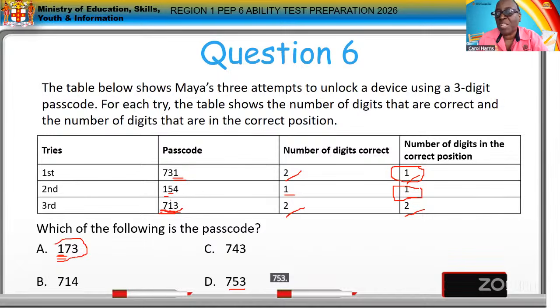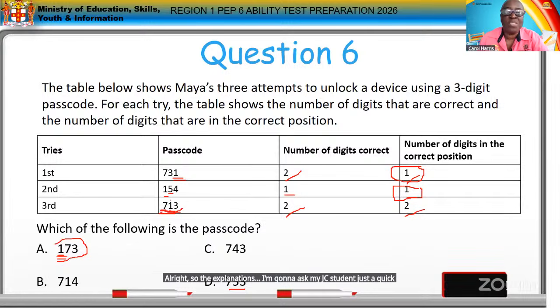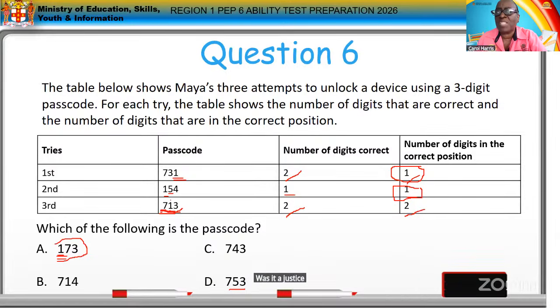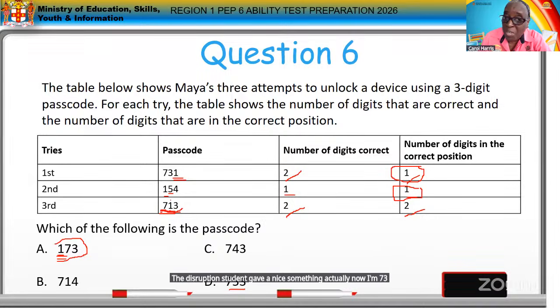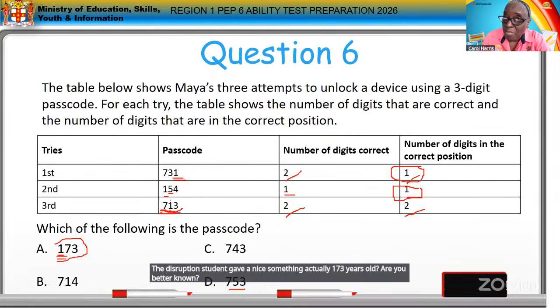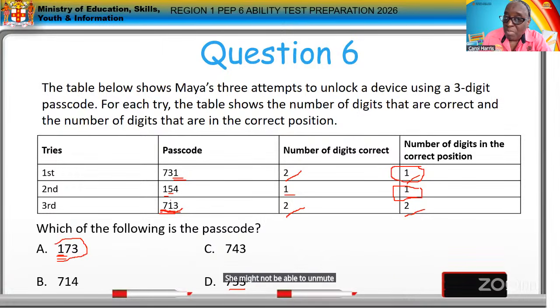All right, for the explanations, I'm going to ask my Jesse student to quickly help with this section. Was it the Jesse student who gave us the explanation at the very start? Yes, it was the Jesse Repole student, who gave a nice succinct answer. Miss, are you seeing now why 173 is out? She might not be able to unmute, but you can just type in the chat if you're clear as to why 173 is not a correct option.